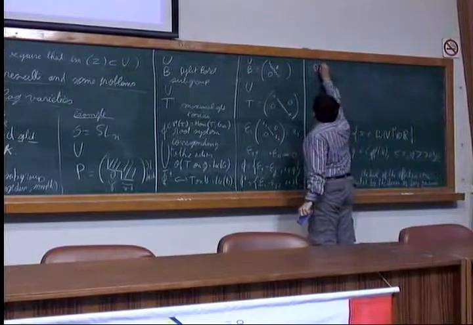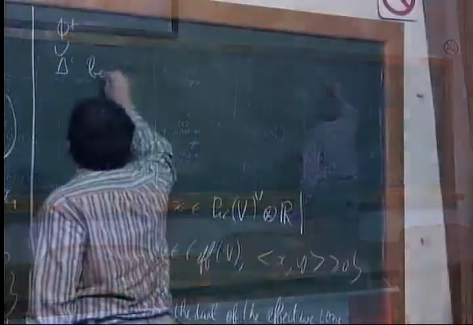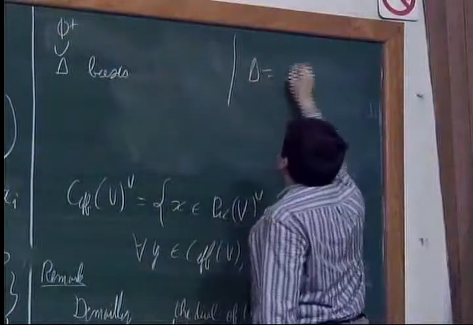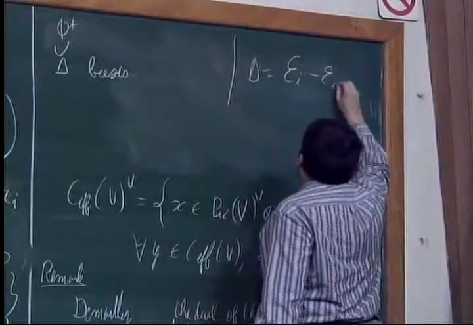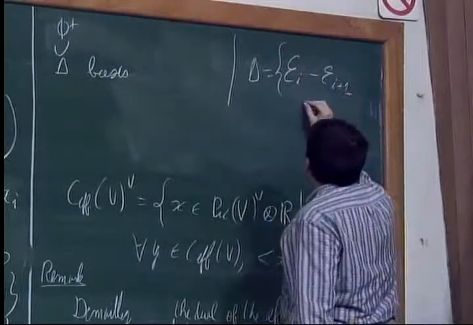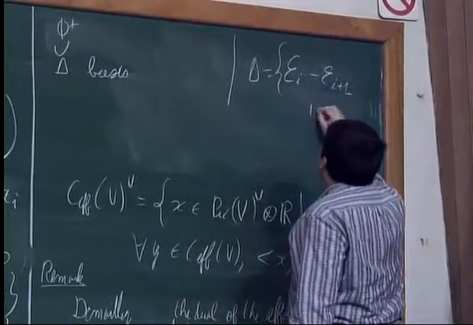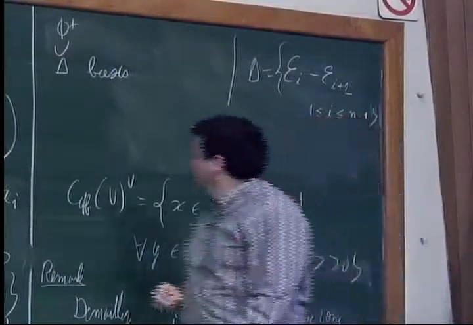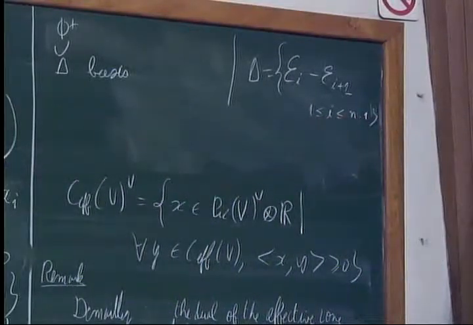So phi plus contains delta, a basis. And in our example, delta is simply epsilon I minus epsilon I plus 1 for I between 1 and n minus 1. And then, okay, so that's the data connected to G.